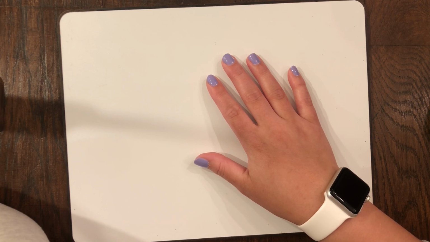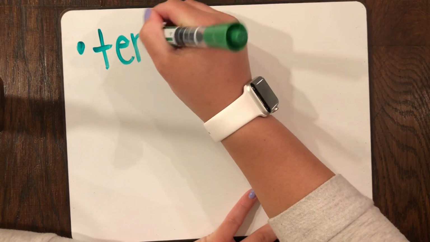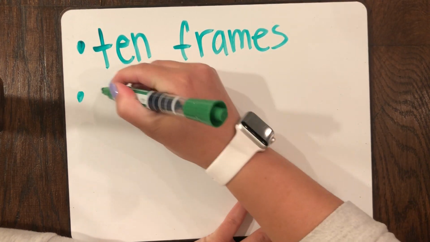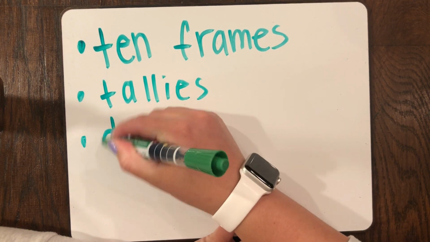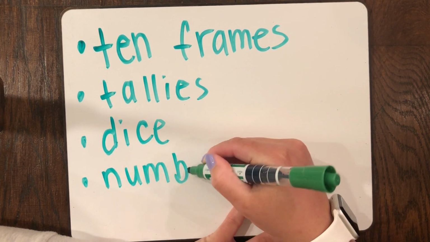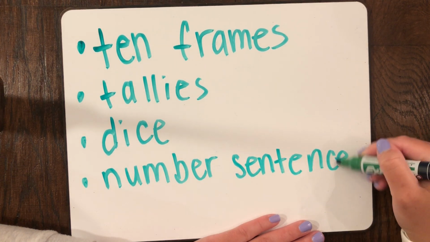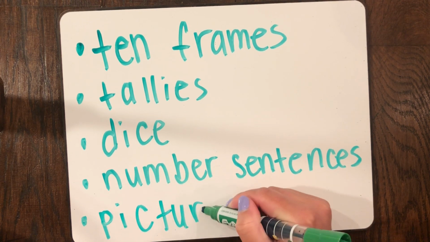Before we begin, I want you to think, what are some ways you guys in your classroom represented different numbers? What were some different ways that you could represent a number to show that number? Go ahead, shout something out. We could do ten frames. What else? Tallies. Yes. Dice. Good. Number sentences. Number bonds. Good. What else? I could draw a picture. Man, there's all sorts of things I could do to represent numbers.